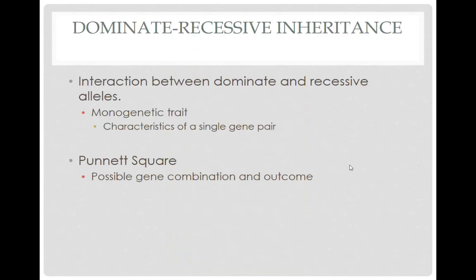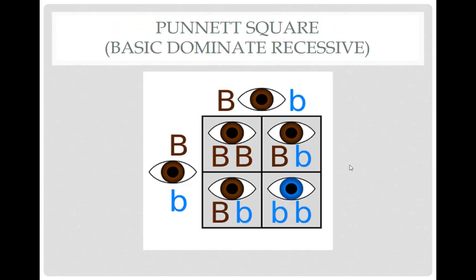Okay, so we'll get into some of this stuff now. Dominant recessive inheritance: the interaction between the dominant and recessive alleles. So we have a monogenic trait, which is characteristic of just a single gene pair. What we want to do is take the genes and put them into what we call a Punnett square. This gives us a possible gene combination and a possible outcome of what we might expect for the offspring. You get a lot of this in lab, obviously, but this is your basic dominant recessive Punnett square.